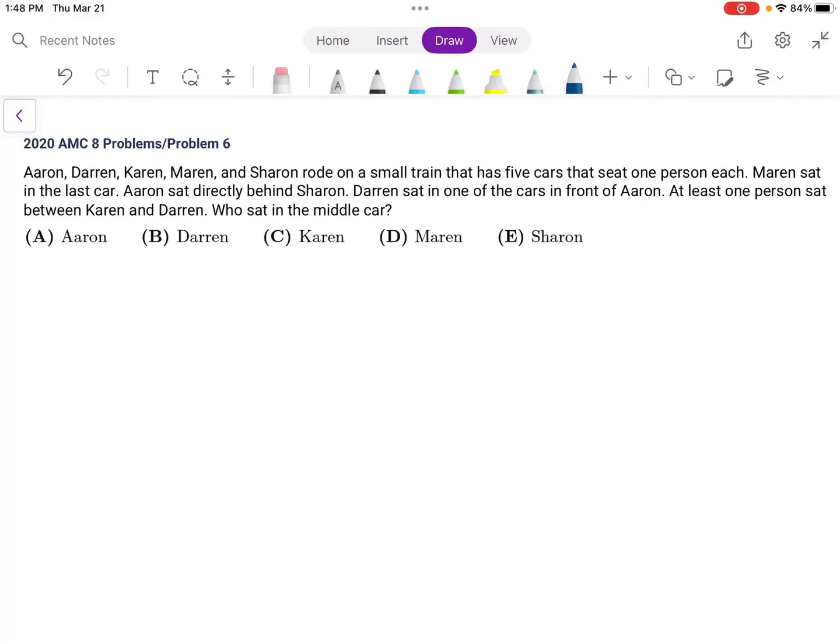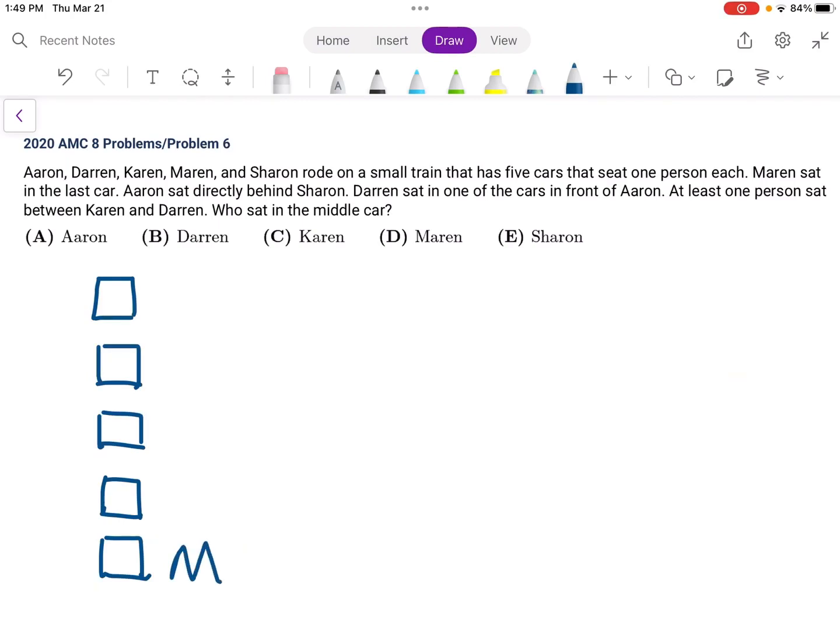Problem 6. Let's use 5 boxes to represent the 5 cars. We know that Marion sat in the last car, and Aaron sat directly behind Sharon. We use S for Sharon and A for Aaron. And Darren sat in one of the cars in front of Aaron. So because Aaron is right behind Sharon, Darren has to be in front of Sharon.